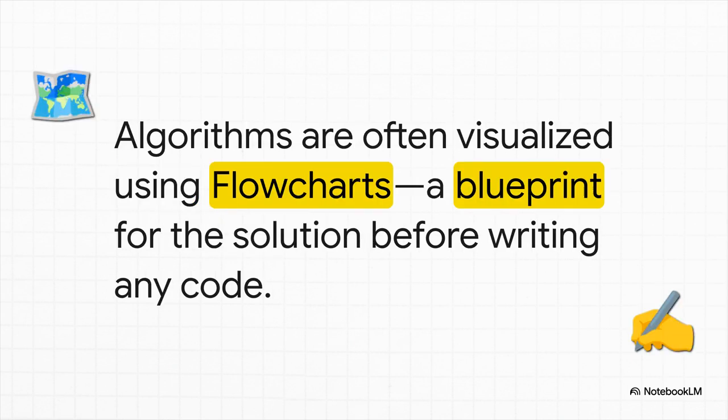And just like an architect wouldn't build a skyscraper without a blueprint, you don't write code without a plan. That's exactly what a flowchart is for. It's your way of mapping out the logic, the decisions, all the twists and turns of your recipe before you write a single line of code. Get the blueprint right, and the building will stand strong.